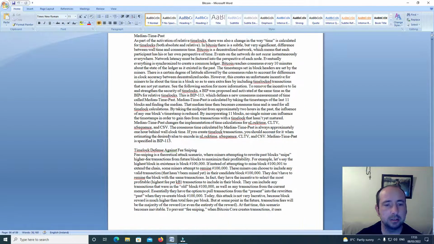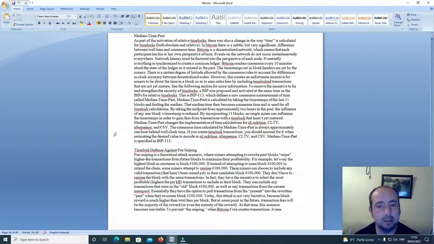Median time past. As part of the activation of relative time locks, there was also a change in the way time is calculated for time locks, both absolute and relative. In Bitcoin, there is a subtle but very significant difference between wall time and consensus time. Bitcoin is a decentralized network, which means that each participant has his or her own perspective of time. Events on the network do not occur instantaneously everywhere.